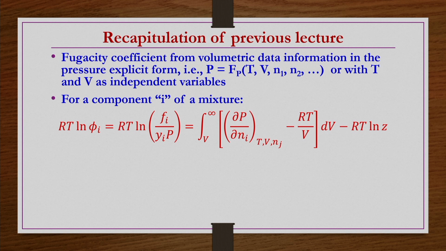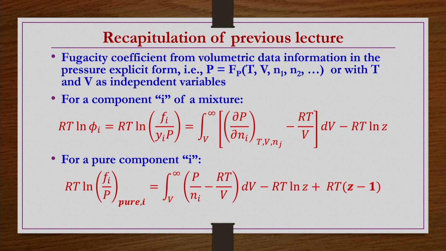If that component is a pure component, then for a pure component i, we have derived it as RT ln (fi / P) pure i = integral from V to infinity of [∂P/∂Ni − RT/V] dV − RT ln Z + RT (Z − 1), where Z is the compressibility factor of the system. It is given by PV by RT.